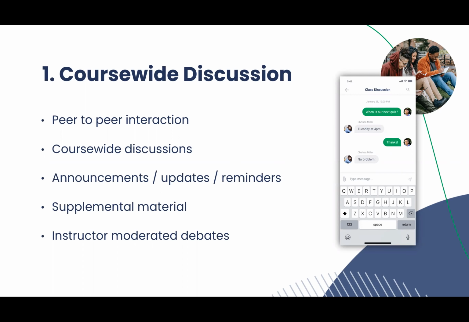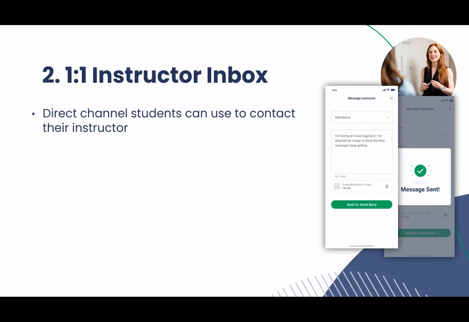All right, so we'll move on to the second feature here, which is the one-to-one instructor inbox, which is basically a direct channel that students can use to contact their instructor. And this goes back to the point about email, where a student might want to contact their instructor, but either they don't hit send on the message because they think, oh, I could maybe go find a classmate who can answer this for me, or I don't want to waste my instructor's time. And that's not what we want them to think.